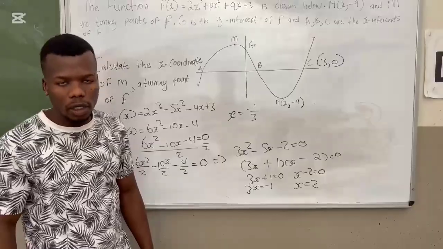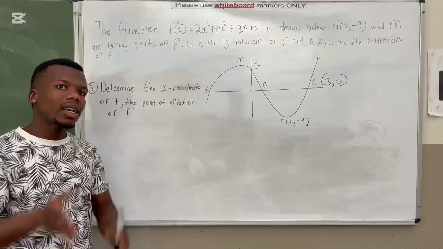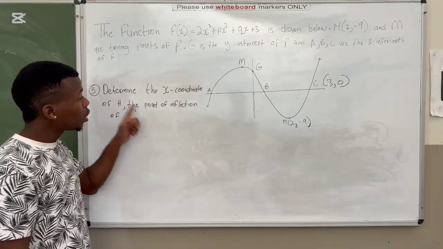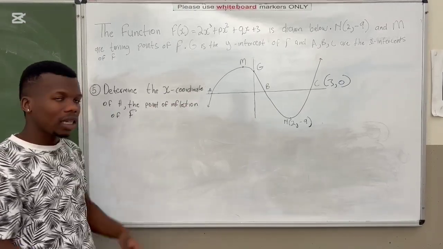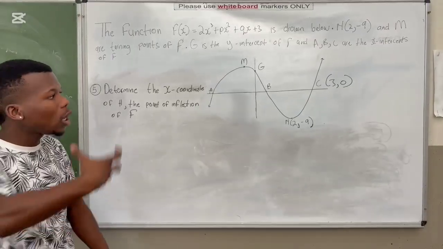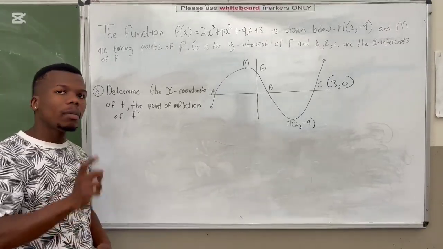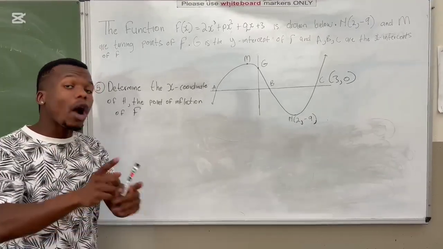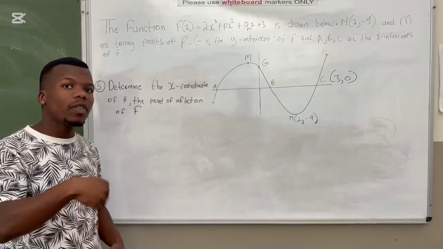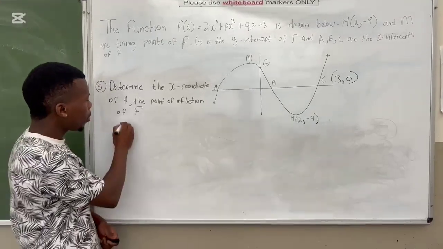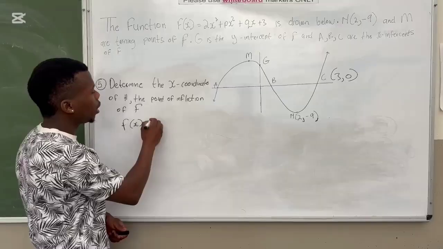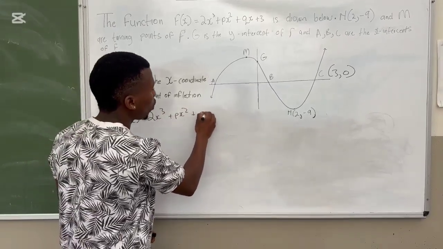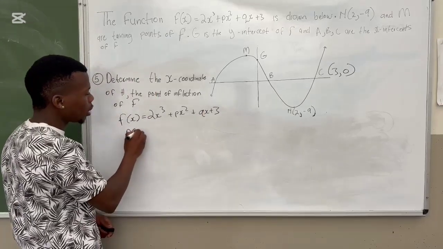Now let's go to the last question. Determine the x coordinate of h, the point of inflection of f. They only want the x coordinate, not the coordinates of h. When you're talking about the point of inflection, this is where the graph changes its concavity. We need to find the second derivative. My function f of x is given by 2x cubed plus px squared plus qx plus 3.